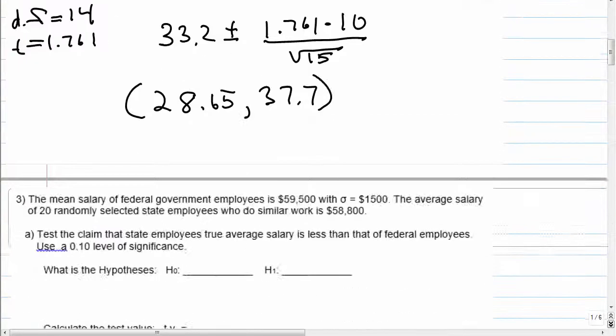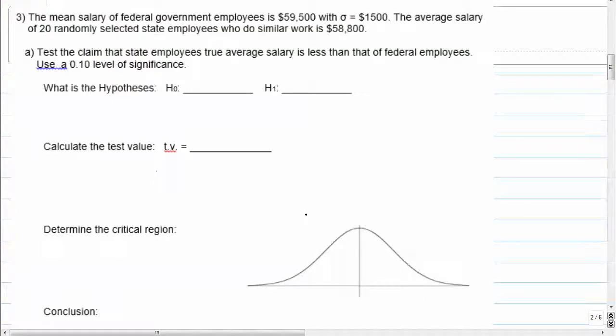Moving on to number 3. The mean salary of a federal government employee is $59,500 with a population standard deviation of 1,500. The average salary of 20 randomly selected state employees doing similar work is $58,800. We want to test the claim that state employees' true average salary is less than that of federal employees. And we want to use a test at a 10% level of significance. That is, alpha is equal to 0.10.